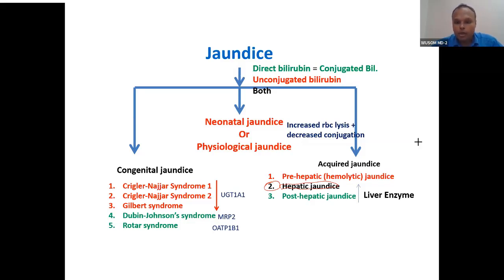And if you look at the liver enzymes, you will see high liver enzymes only in hepatic and post-hepatic jaundice. So it is very easy to understand. In all other conditions, the liver enzyme will be normal. Here also the liver enzyme will be normal. Here also the liver enzyme will be normal.